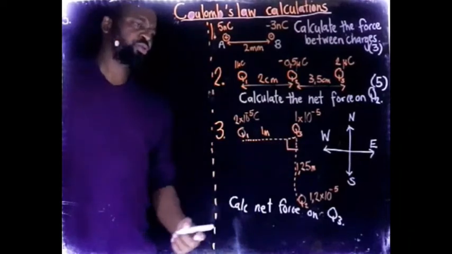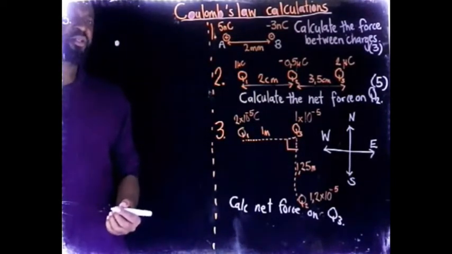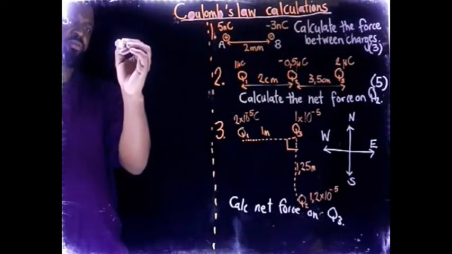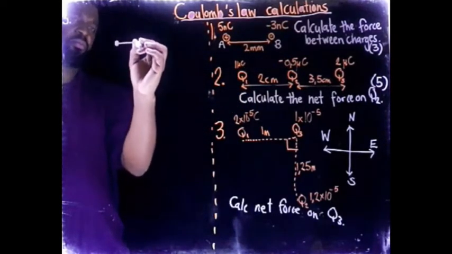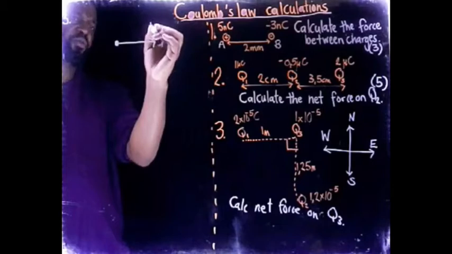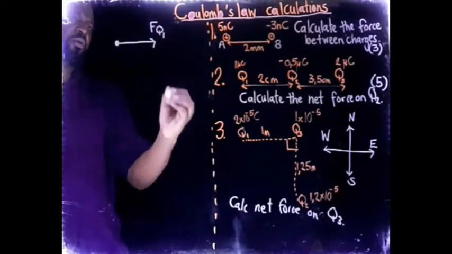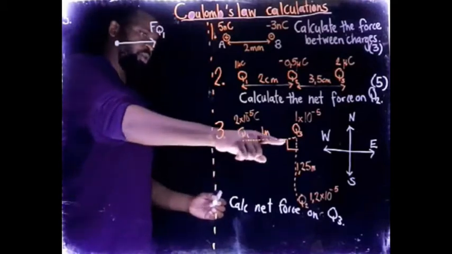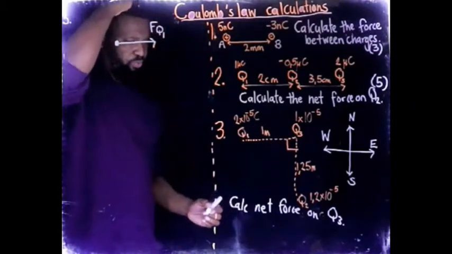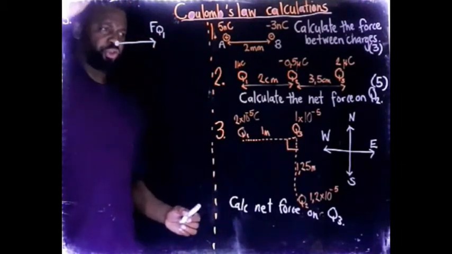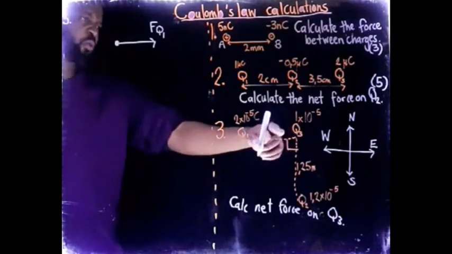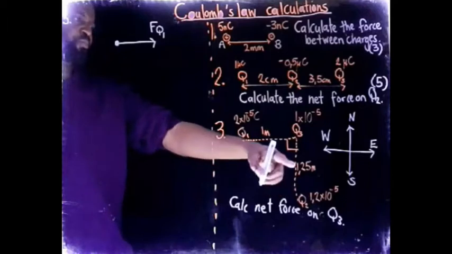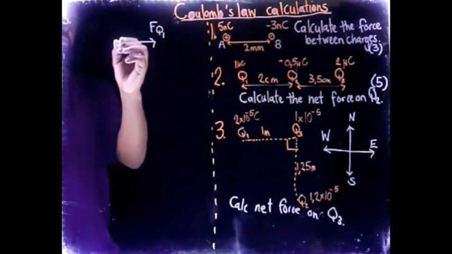What does Q1 do to Q3? It's a repulsion. So Q1 is going to push Q3 out. So there's the force from Q1. Go away, repulsion, don't want you here. Q3 versus Q2. Q2 is going to push Q3. Remember, we are focusing on Q3. So Q3 is going to be pushed by Q2.